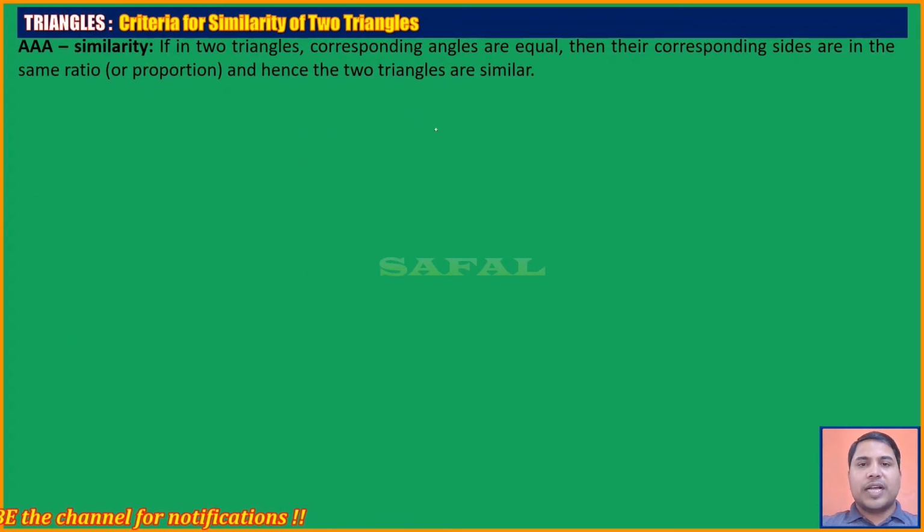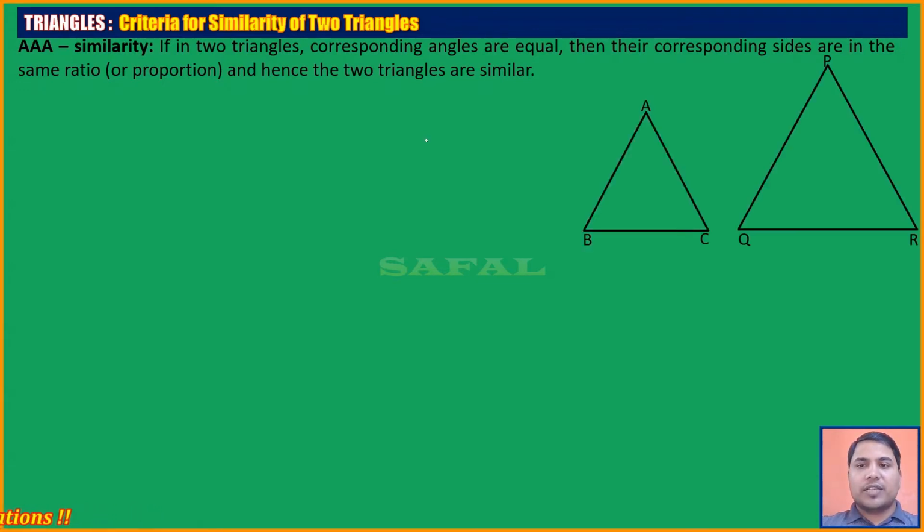If in two triangles corresponding angles are equal, then their corresponding sides are in the same ratio and hence the two triangles are similar. What they are trying to tell is, if I have two triangles ABC and PQR, and it is known to me that the angles are equal, that means A equals P, B equals Q and C equals R, then we need to prove that these two triangles are similar.